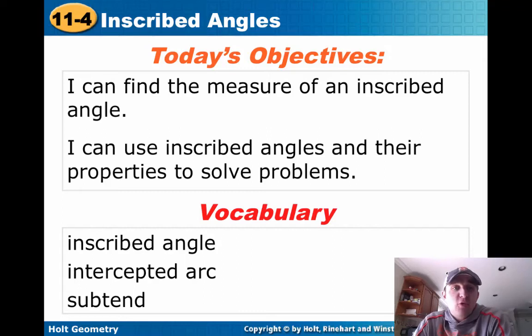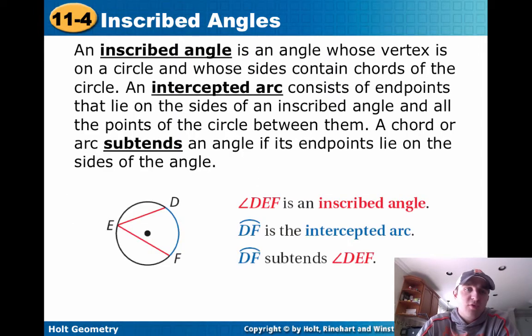All right, section 11.4, inscribed angles. Today's objectives: I can find the measure of an inscribed angle, and I can use inscribed angles and their properties to solve problems. We have to figure out what an inscribed angle is first. We'll also talk about an intercepted arc and what it means to subtend something. So here are those three vocab words.